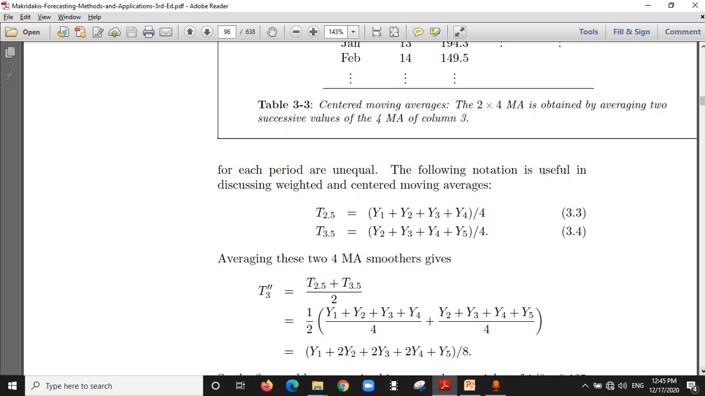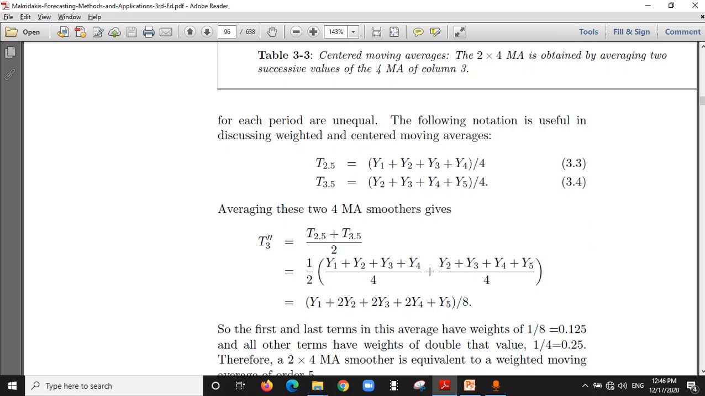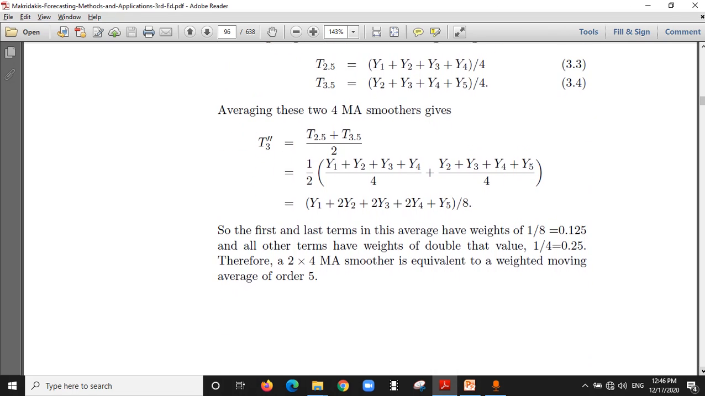The following notation is useful in discussing weighted and centered moving averages. For example, T2.5 equals (y1 + y2 + y3 + y4) over 4. And the second 4 moving average is (y2 + y3 + y4 + y5) over 4. When we average these two 4 moving averages, we add T of 2.5 plus T of 3.5, over 2.